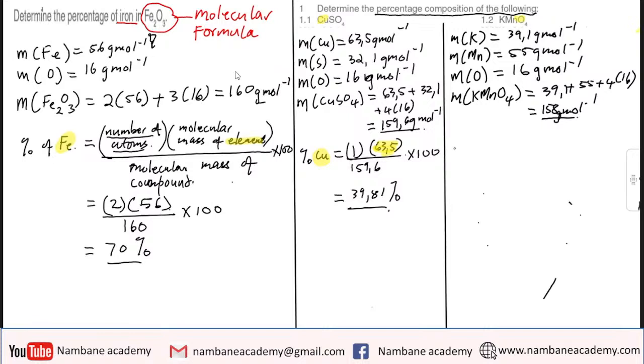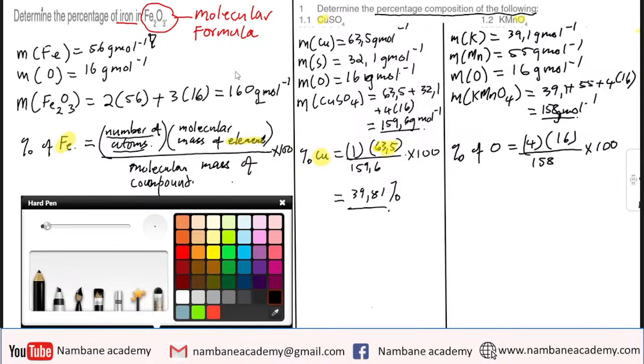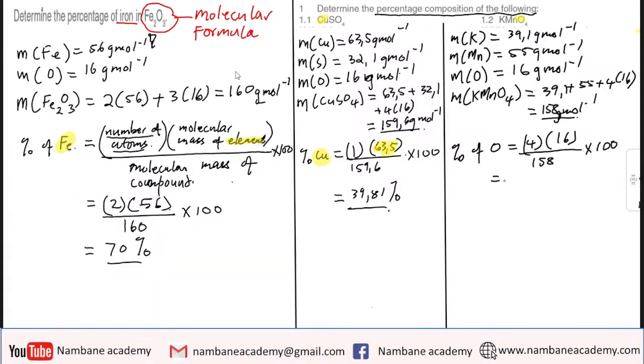Then what are we looking for? Percentage of oxygen. That will be how many oxygens do we have, or what is the molecular mass of one oxygen? It is 16 as an element divided by 158 multiplied by 100, and you get your final answer as something like 40.51% of oxygen.